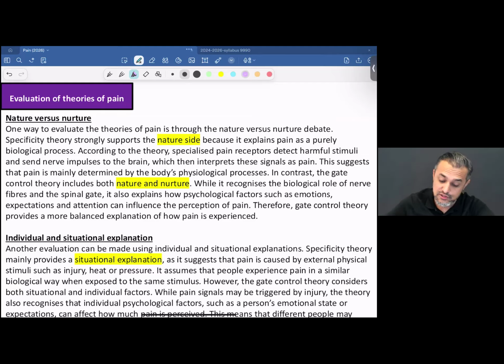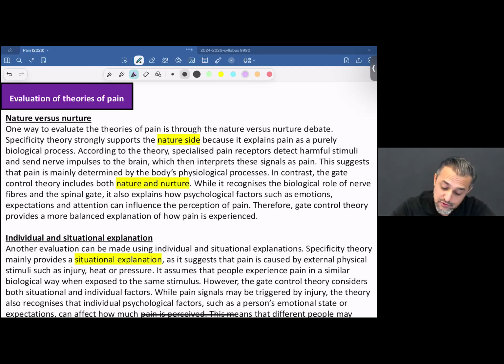Specificity theory strongly supports the... Okay, the question we had was specifically related to gate control theory, so the content there was only related to gate control. Here we are going to try to evaluate both the theories that are part of the syllabus, that is the specificity theory, the older theory, and Melzack's gate control theory, the relatively recent theory.